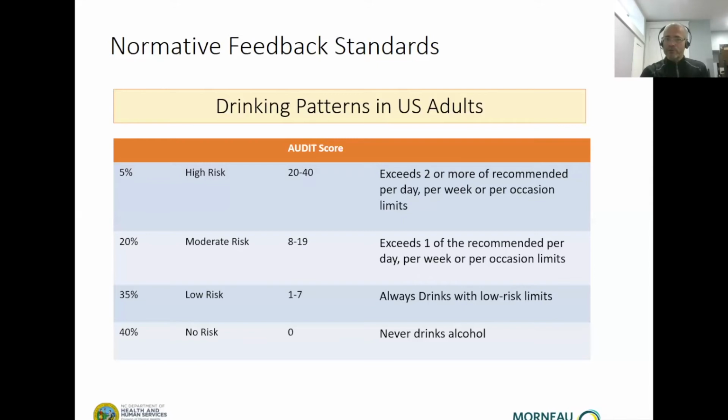And these are the folks who score 20 to 40, where they exceed 2 or more of the recommended per day, per week, or per occasion limits. That gives them some perspective of where they lie in the general population, okay? I'm going to talk about that, exceeding 2 or more of the recommended limits, in a couple of slides. Bear with me. The moderate score, 8 to 19, puts you in the 20% bracket of the US population, 35% is low risk, and 40%, remember, don't drink at all. And that's important to let these folks know, especially those at all risk levels.